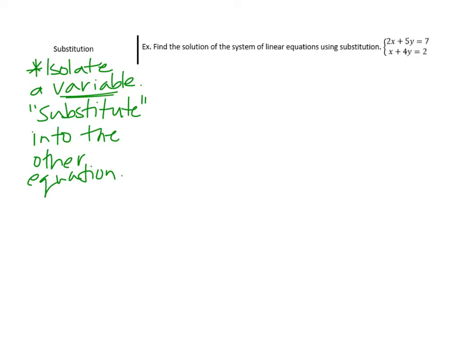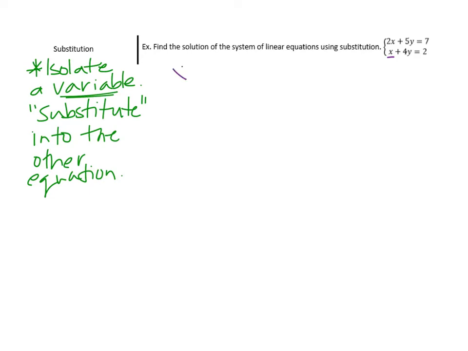Let's see if we can make that happen in our example on the right. Find the solution of the system of linear equations using substitution. Look at the two x's and look at the two y variables. Does it look like there might be a variable that's easy to get by itself? I notice in that second row, x has a coefficient of 1, and we could just subtract 4y to the other side, and it would be by itself. Pretty easy to do. That's going to be the equation I use for substitution.